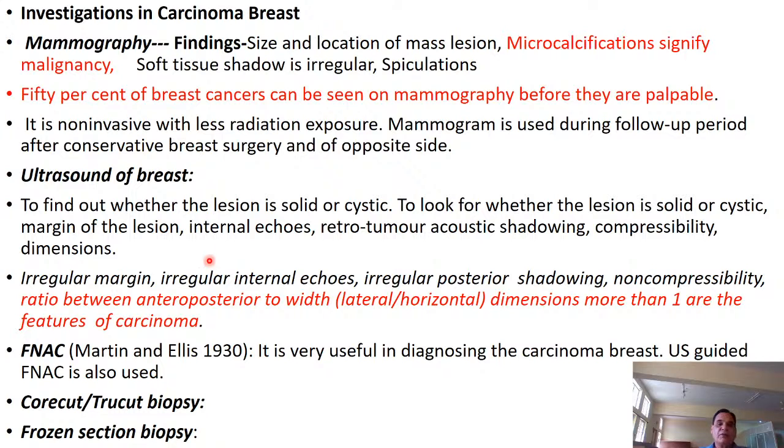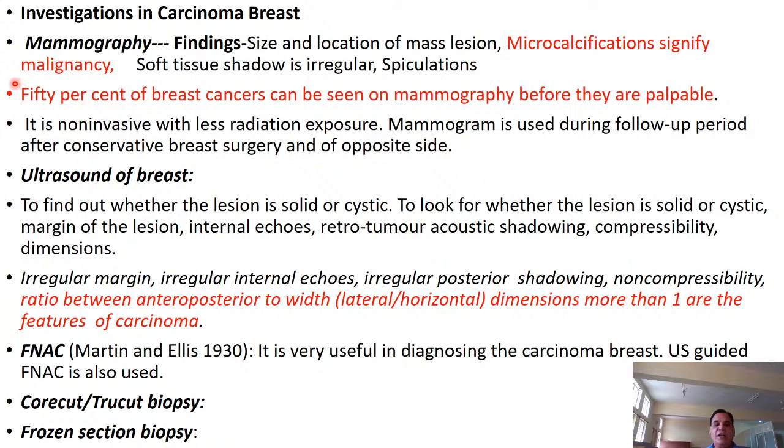So investigations, common investigations we will go through. Just headlines, and you can discuss details afterwards. Investigation of choice today is mammography. What does it show? Microcalcification signifies malignancy. Soft tissue shadow is irregular. 50% of breast cancers on mammography are seen before they are palpable. Remember, this is below 1 centimeter. That is why it is the best screening test.